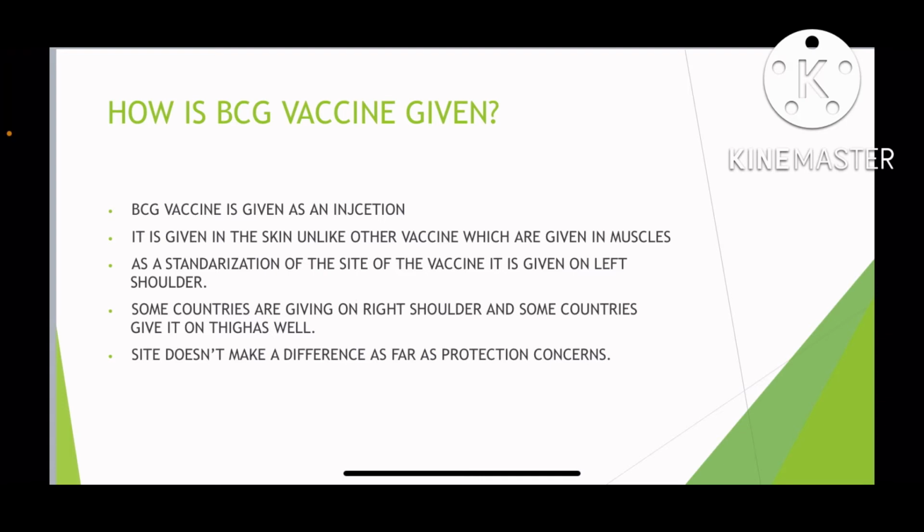But some countries like Pakistan give the BCG vaccine on the right side of the arm also, and some countries give it in the thigh as well. Basically, the site doesn't make a difference because it is given into the skin and it will produce immunity against tuberculosis. So it is just a matter of standardization, nothing else. If the vaccine is given in another part, it doesn't affect the protection.